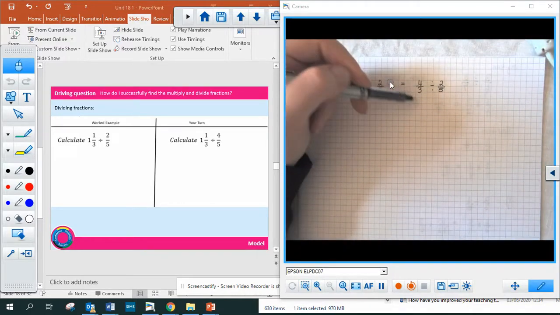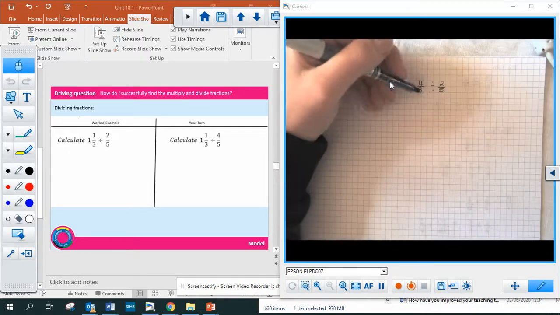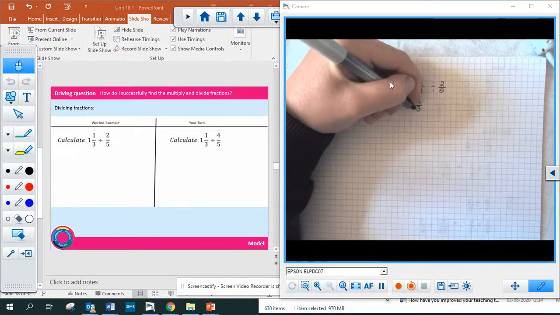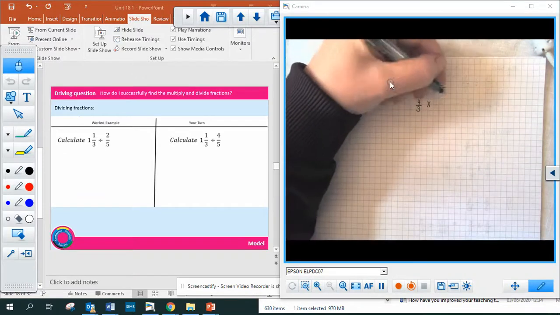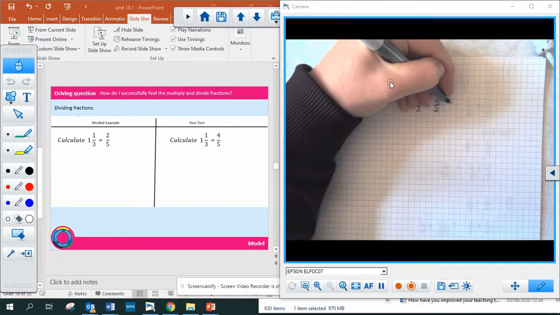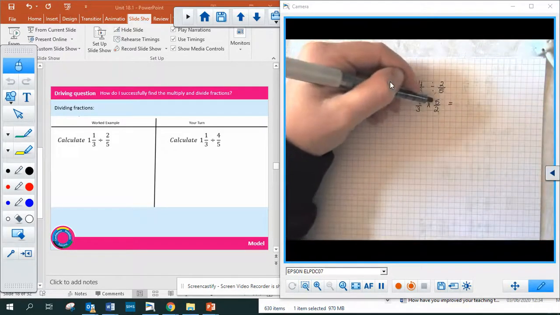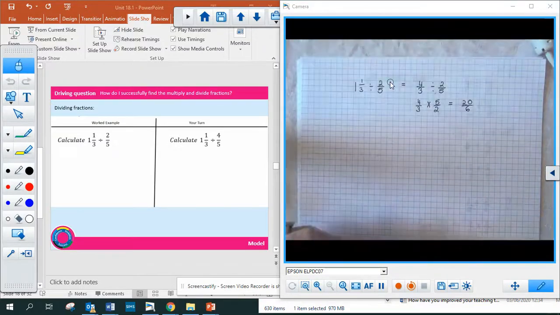Now that I have no mixed numbers in my calculation, I'm going to just do it as normal. So keep my first fraction the same. So I'm going to keep my 4/3, change my division to multiplication, and flip my last fraction to its reciprocal. So flip it to 5/2. Now that I've done that, multiply as normal. 4 times 5 is 20. 3 times 2 is 6. 20/6 is my answer.